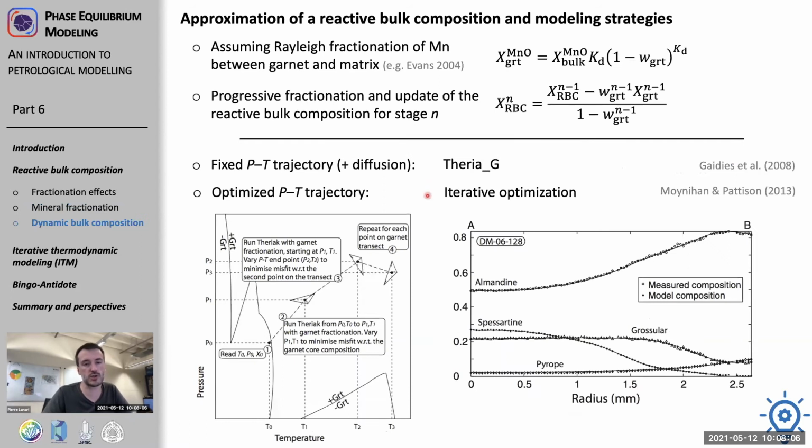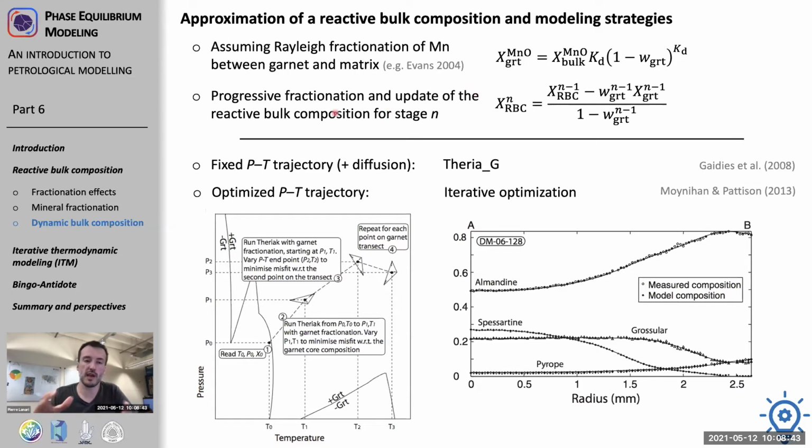How do we calculate this fractionation? There are several approaches that are available. You can assume a Rayleigh fractionation of manganese between the garnet and the matrix. And then if you assume the KD and you know the amount of garnet in your system and the bulk manganese content, you can calculate the composition of the manganese depending on the amount of garnet that you have formed in your system. You can also progressively update the reactive bulk composition at each stage. And this is exactly what Matthias Schmolke has done with a thermodynamic model in the paper I just showed before.